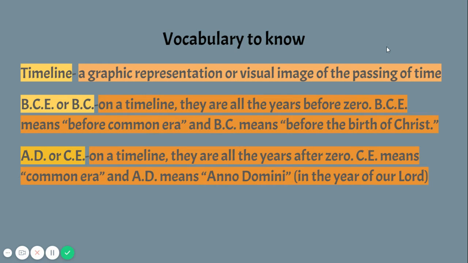The timeline: a graphic representation or visual image of the passing of time. BCE or BC on a timeline, they are all the years before the imaginary zero. BCE means before Common Era, and BC means before the birth of Christ from Christianity. AD or CE on a timeline, they're all the years after zero. CE means the Common Era, and AD means Anno Domini, in the year of our Lord. If you need to pause this and write this down, you may.